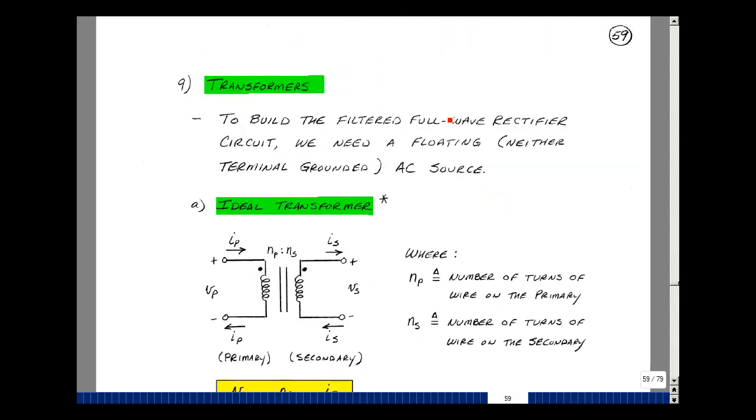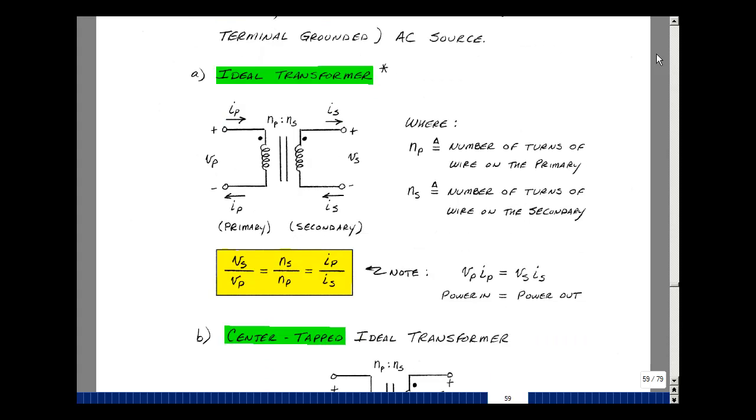If you look back on page 47, we had our input as a floating voltage source. So to build a filtered full-wave rectified power supply, we need a voltage source that's not grounded on either side. And we can do that by using a transformer we talked about in ECE302. Transformers for low power applications pretty much look ideal.